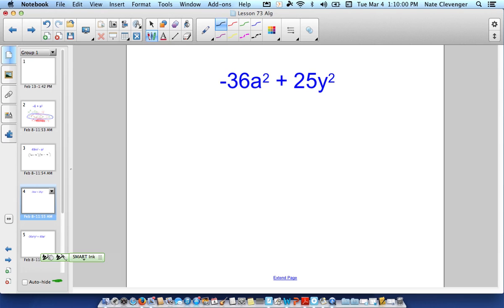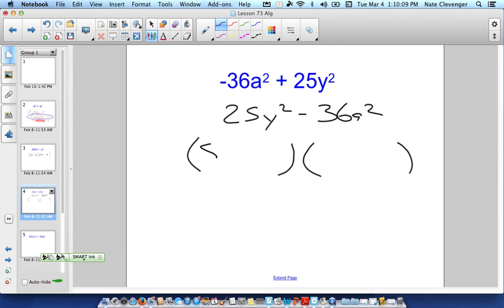So it'd be 25y squared minus 36a squared, and so it would be 5y and 5y at the beginning. It'd be plus and minus. Plus 6a, minus 6a. Now, you've already put a plus and minus, so you don't have to worry about the sign. You just take the square root. Very simple once you catch on to it.